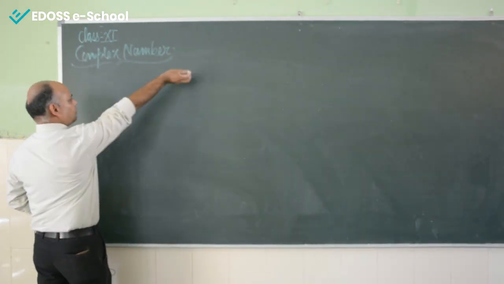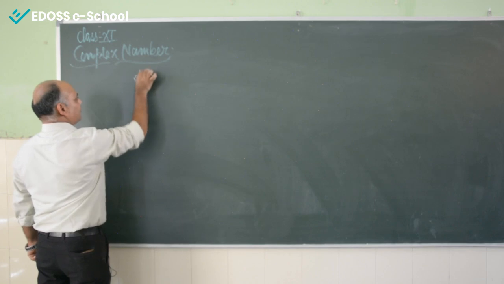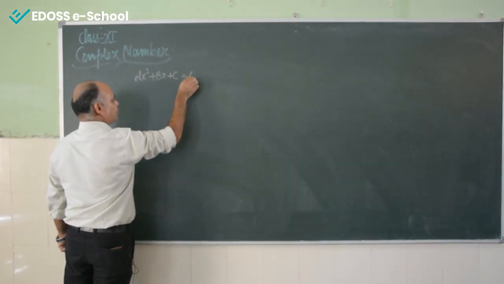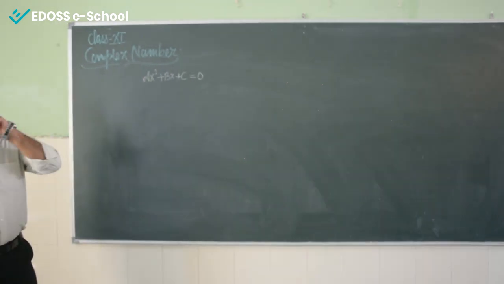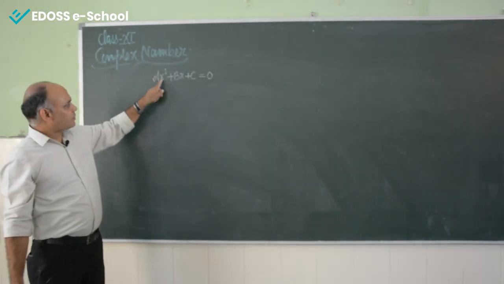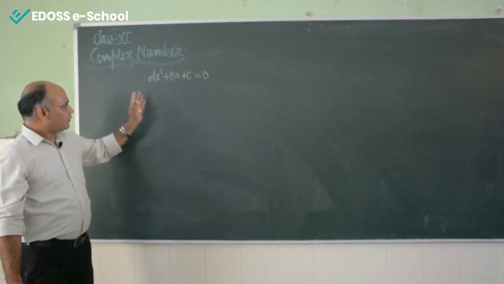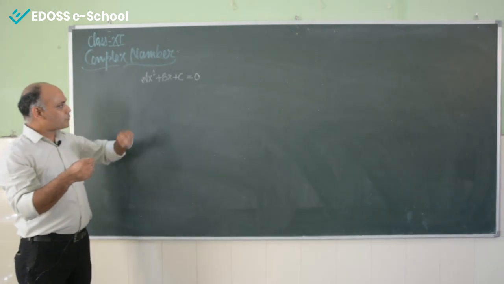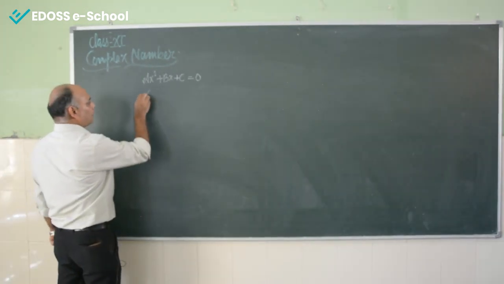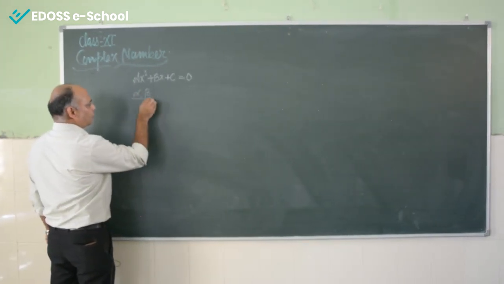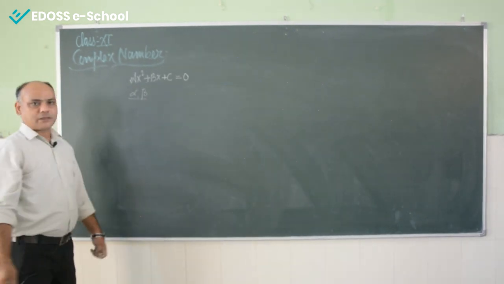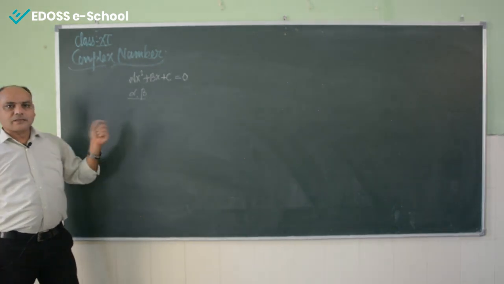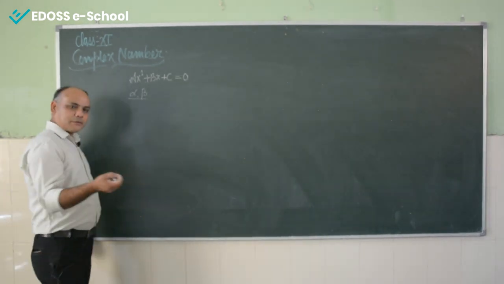Suppose this is the case: if ax square plus bx plus c is equal to 0. This is the quadratic equation. It is quadratic because this x has a power of 2, and when there is a degree of 2, then its roots are 2. That means suppose alpha and beta are the roots of ax square plus bx plus c is equal to 0. Now if I am applying the Sridharacharya formula here, Sridharacharya formula means quadratic formula.